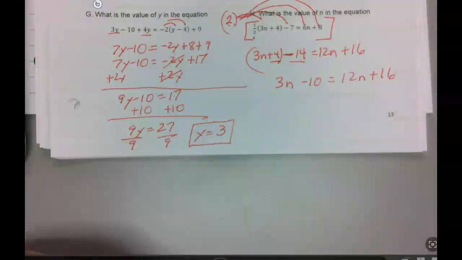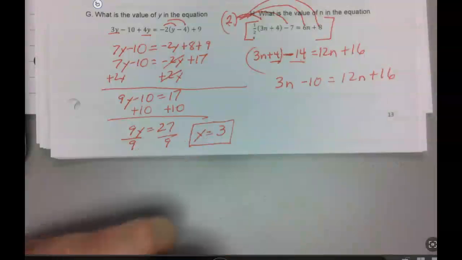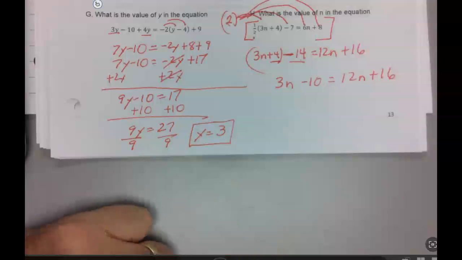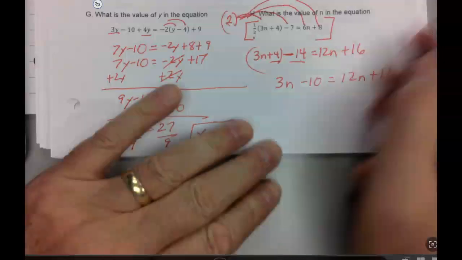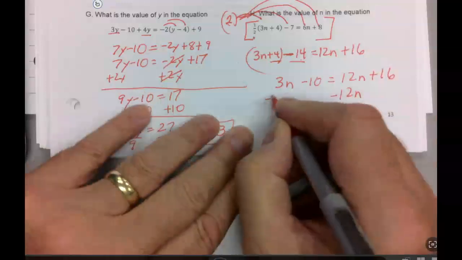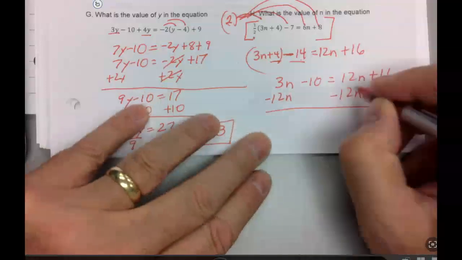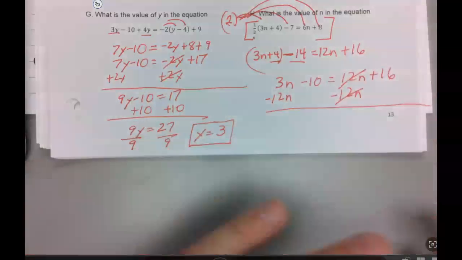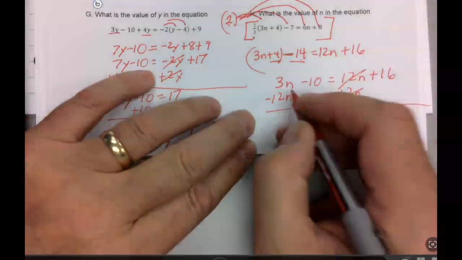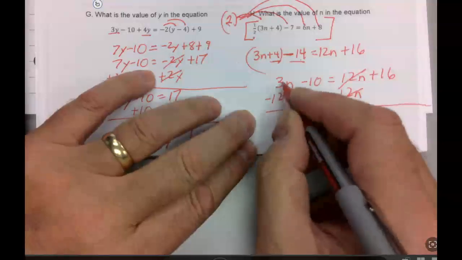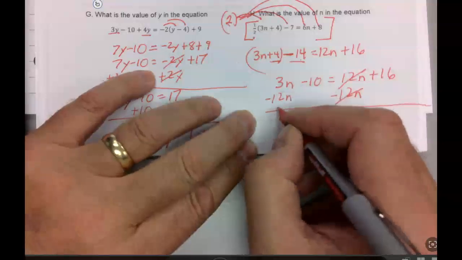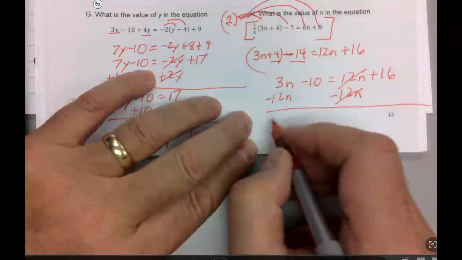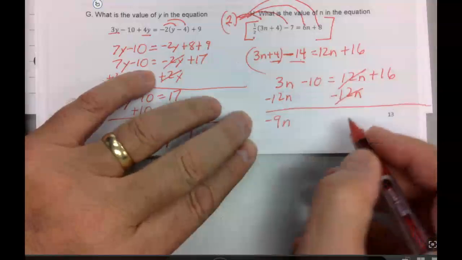All right, now what do I do next? I'm going to subtract 12n. I like to get the n's on the left side. That's just me. So now I'm doing subtraction property of equality, right? Because I'm subtracting the same thing from both sides. So what's 3 minus 12? It's positive 3 outside, and you take away 12. What am I going to be at? Everybody agree with me? Negative 9?